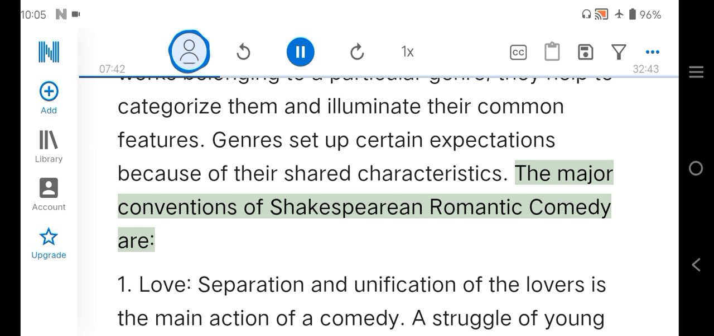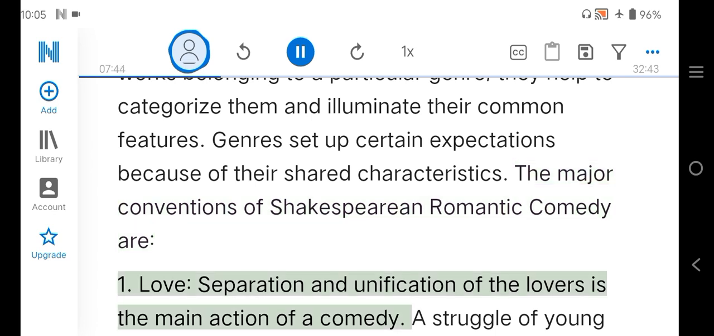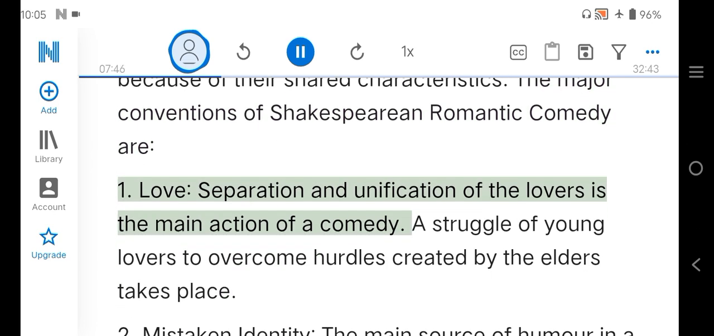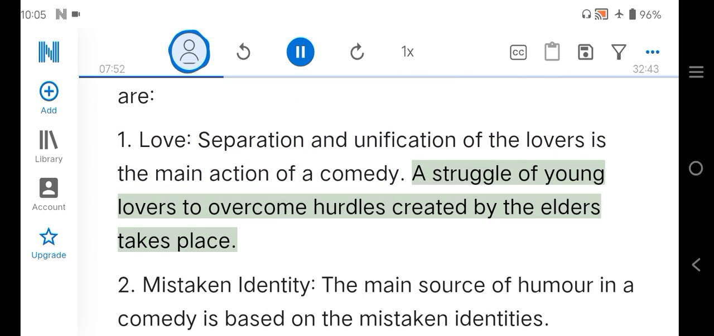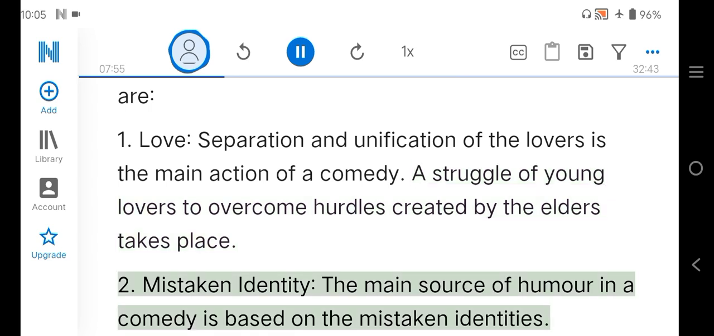The major conventions of Shakespearean romantic comedy are: 1. Love. Separation and unification of the lovers is the main action of a comedy. A struggle of young lovers to overcome hurdles created by the elders takes place.